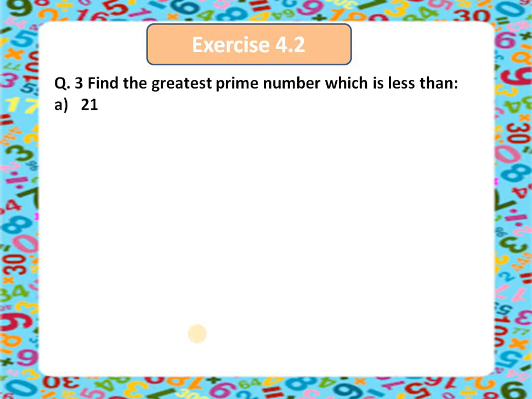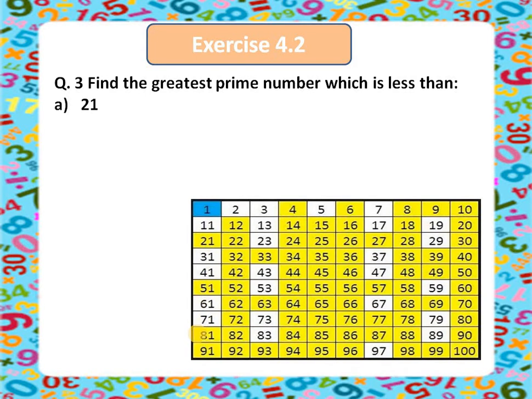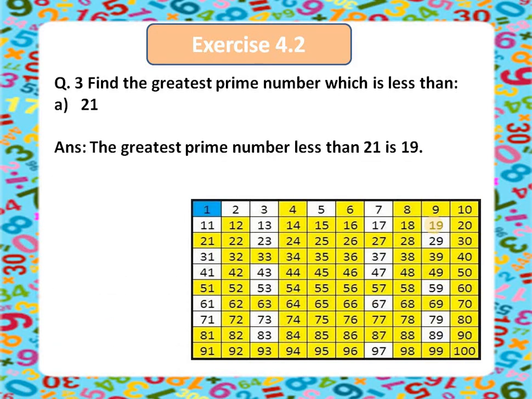Exercise 4.2, question number 3. Find the greatest prime number which is less than 21. So here is a table which only contains prime numbers. Look, 21. A number just less than that is 19. So the answer is 19. The greatest prime number less than 21 is 19.